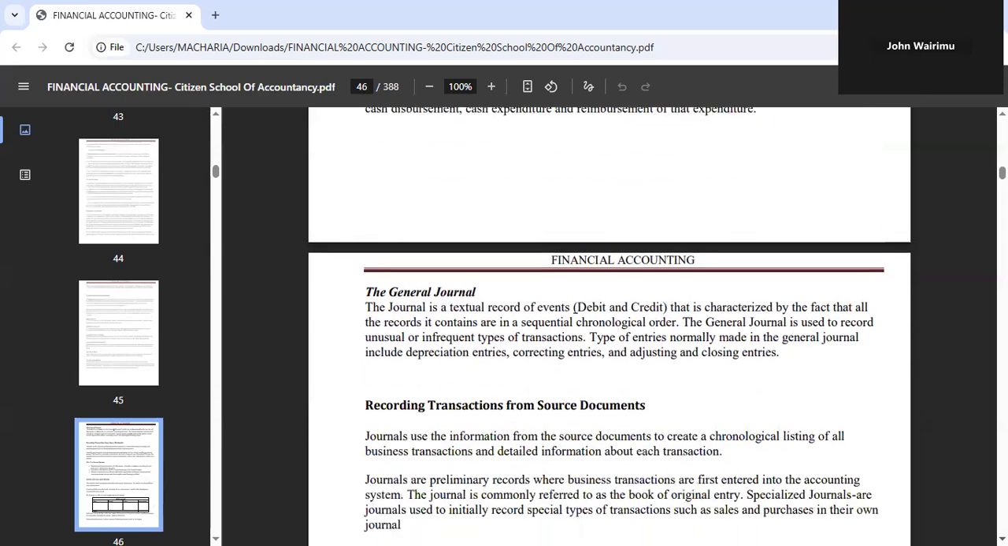General ledger, we have the general journal. The general journal records events, debit and credit, and is characterized by the fact that all the records it contains are in sequential chronological order. The general journal is used to record unusual or infrequent types of transaction. When you record a transaction in the general journal, it is a transaction that cannot be recorded in any of the other books I have mentioned above.